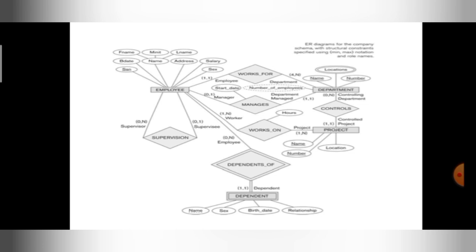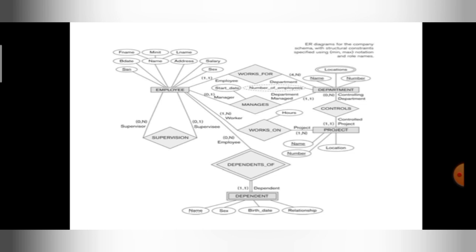That is total participation. Partial participation means, for example, between the employee and the supervision, not all the employees can be a supervisor. Only one employee can be a supervisor. That is partial participation. All the employees should work for the department. That is total participation. But all the employees can't be a head or a supervisor for the department. That is partial participation. Hope you are understanding.